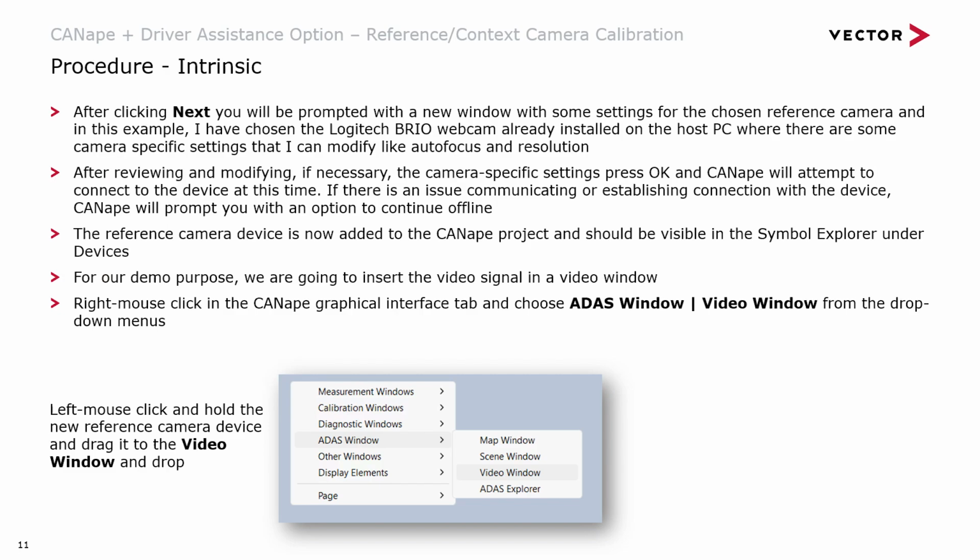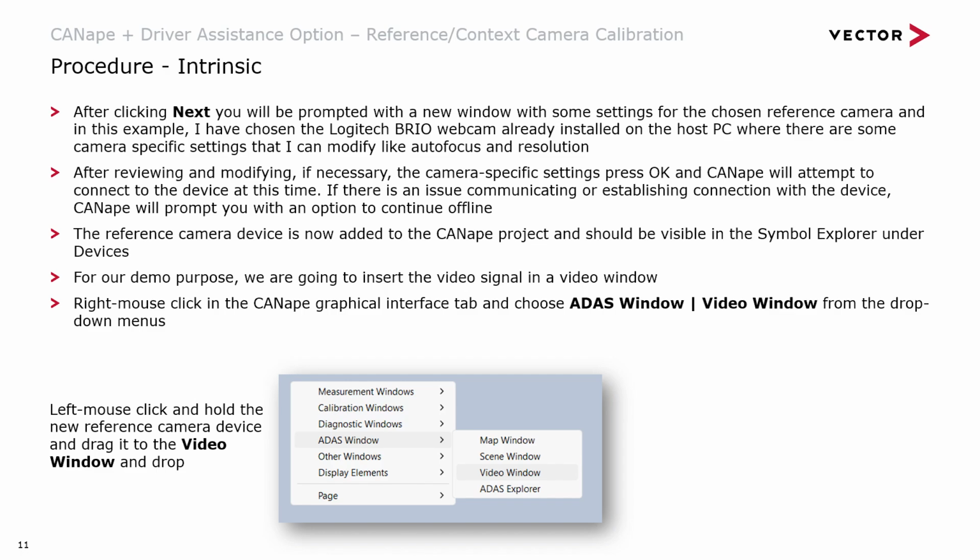After pressing Next, you will be prompted with a new window with some settings for the reference camera, and in this example I have chosen the Logitech webcam already installed on the host PC, where there are some camera-specific settings that I can modify, such as resolution. After reviewing and modifying, if necessary, the camera-specific settings, press OK, and CANape will attempt to connect to the device at this time. If there is an issue communicating or establishing connection with the device, CANape will prompt you with an option to continue offline.